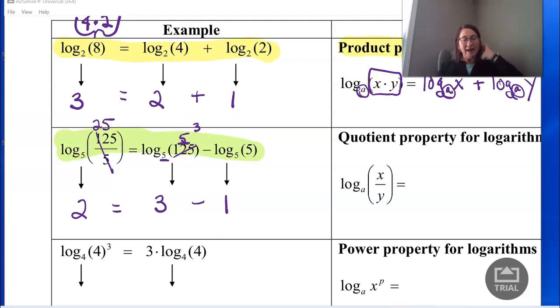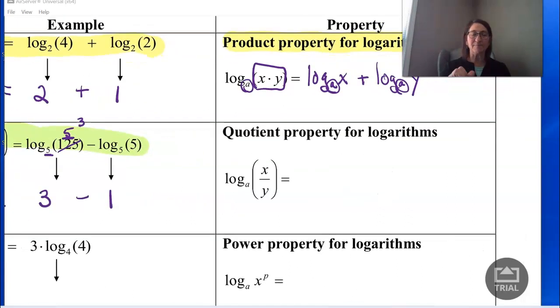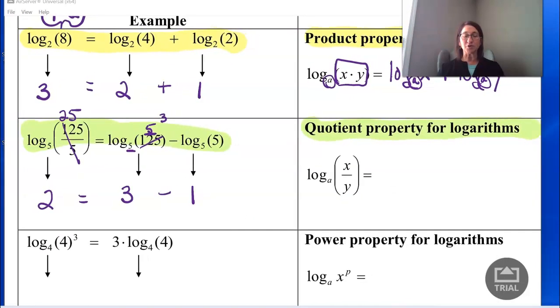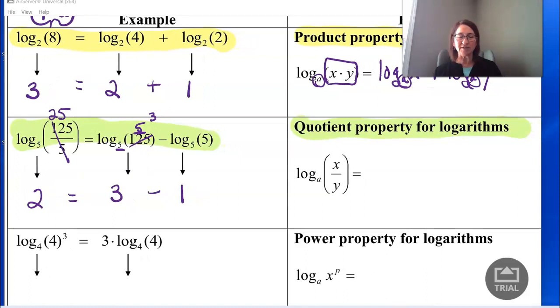So when you have the quotient property, what you're really doing is you're going to create two logs, but you're going to subtract them. So that's going to be log base a of x minus log base a of y.